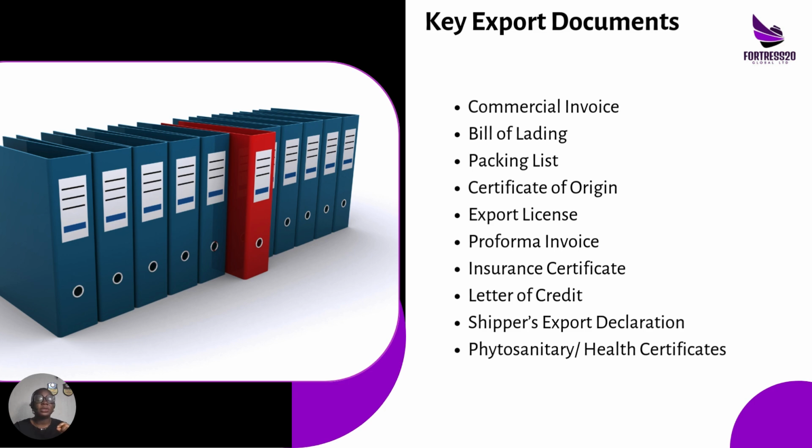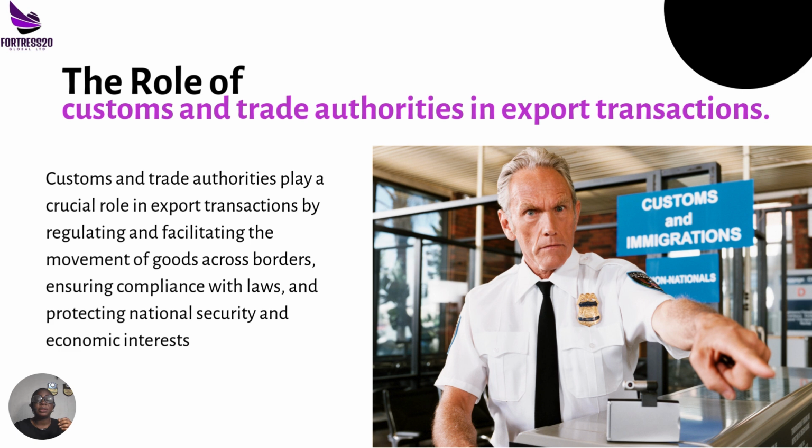Number nine, the shipper's export declaration is a regulatory export document where the shipper declares what has been shipped. And number 10, the phytosanitary or health certificate, which shows the safety certifications for agricultural or food products. These key export documents facilitate compliance, payment, and smooth customs clearance.